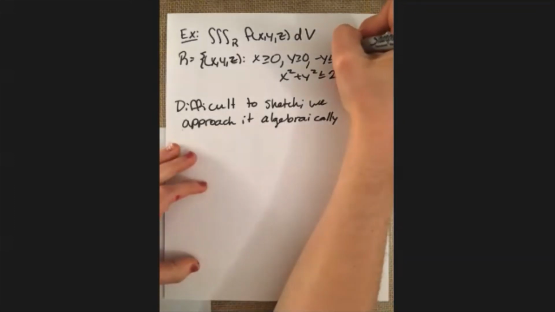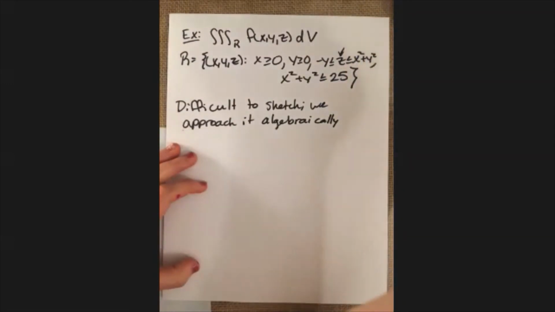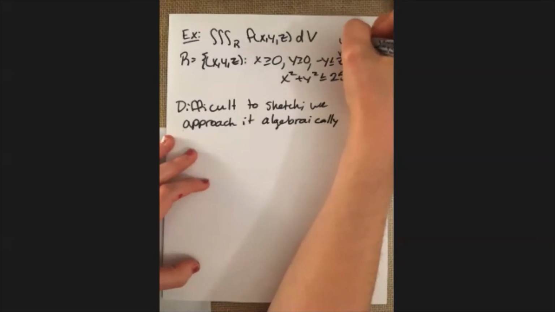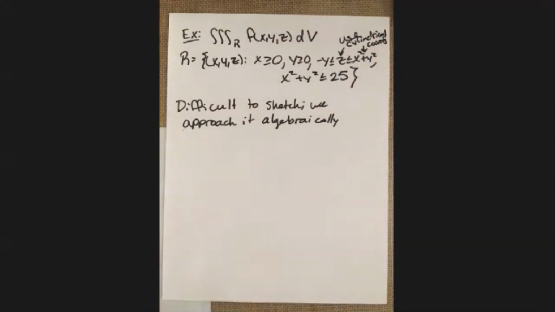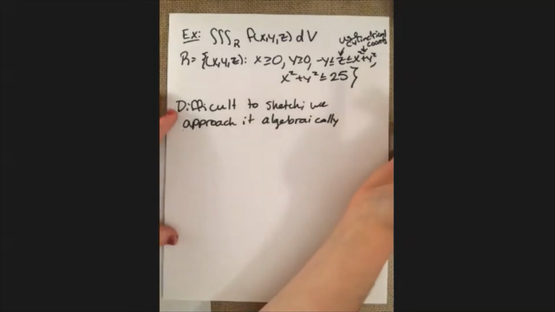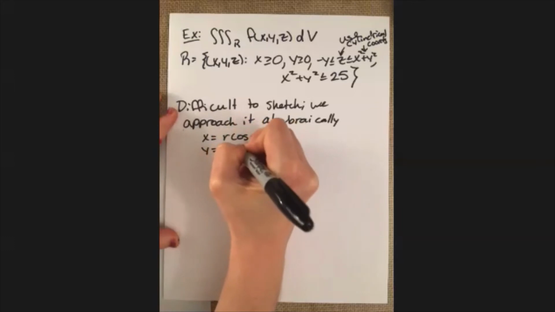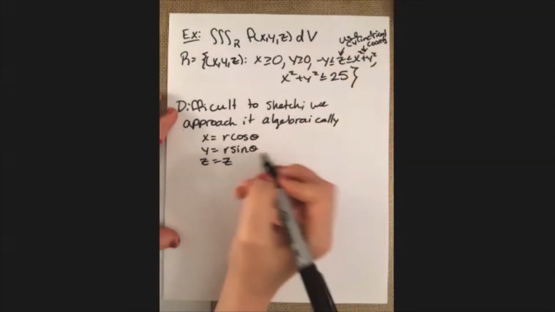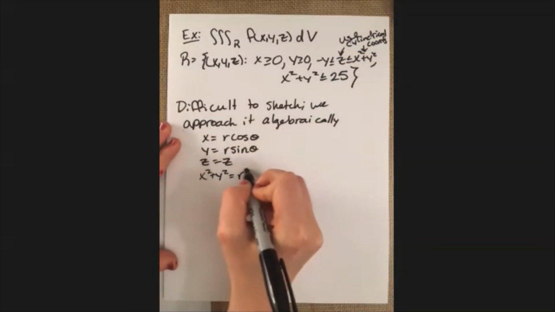Well, since we have just a plain z here and just x squared and just y squared, no z squared here, we are going to use cylindrical coordinates. Now that we've identified that, we know that x is equal to r cosine of theta, y is equal to r sine of theta, and z is just equal to itself, which is why when you have z by itself, cylindrical coordinates are a great idea. And we know that x squared plus y squared is equal to r squared.